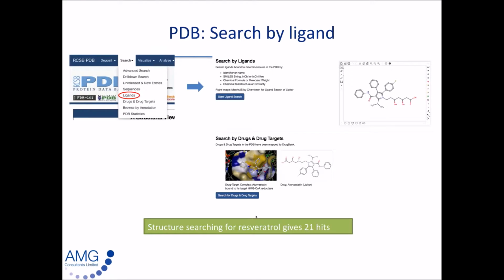You can search the protein database by ligand. That's simply under the search menu on the home page. Clicking this button here will take you through to the structure drawer, where you draw your compound in the usual manner and search for that. And there are also direct mappings to DrugBank. If I run a search for resveratrol, I find that there are 21 protein structures which all contain resveratrol, and I can analyze the binding sites of those, and I can look for similarities and differences that I might want to exploit, perhaps if I'm looking for selectivity.